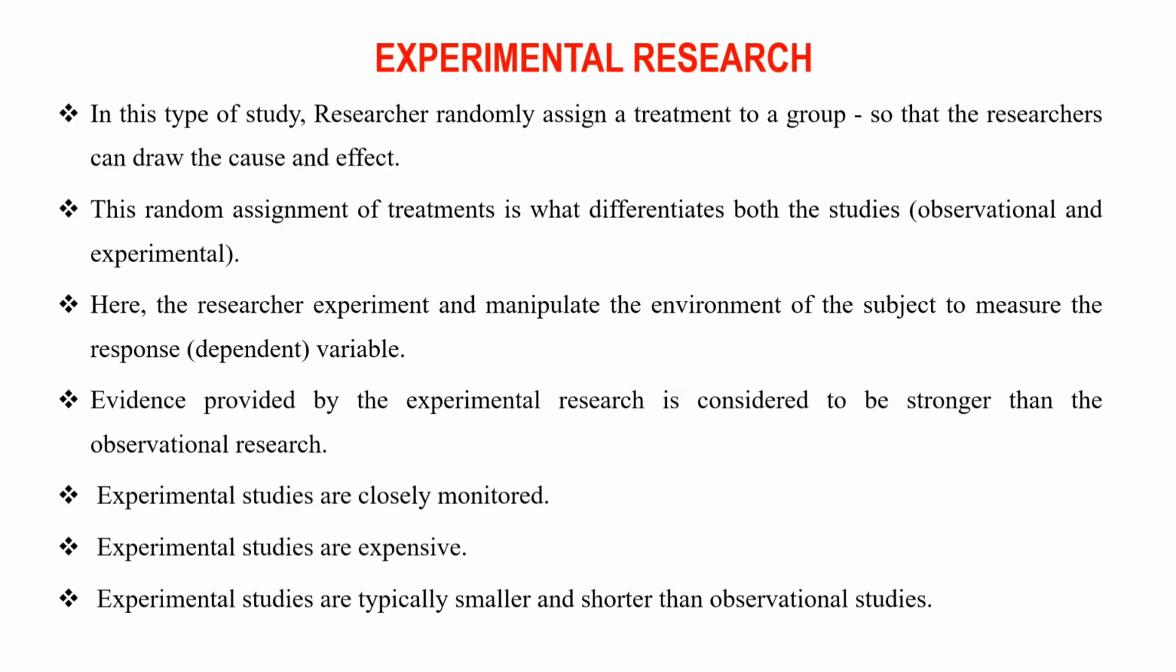Now we can see the experimental research. In experimental research, the researcher randomly assigns a treatment to a group so that the researcher can draw cause and effect. The researcher will give a treatment to a group so that the researcher can understand the cause and effect of that treatment.